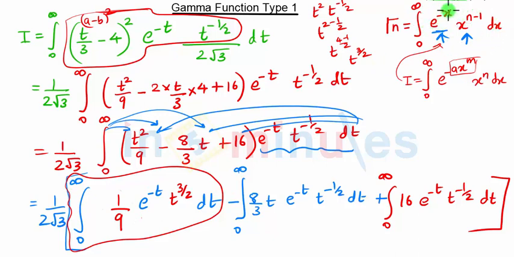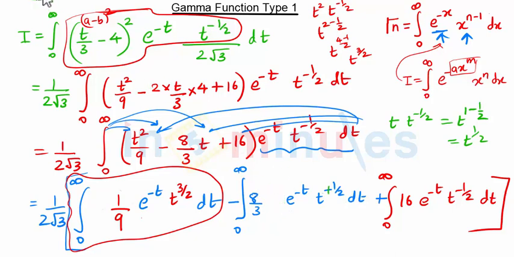E raised to minus x, here we have e raised to minus t. X raised to n minus 1, here we have t raised to 3 by 2. Then again we are going to do the same thing that we did here. So here we have t and here we have t raised to minus half. So t into t raised to minus half is nothing but t raised to 1 minus half, which is t raised to half. So these two terms will be converted into t raised to half.